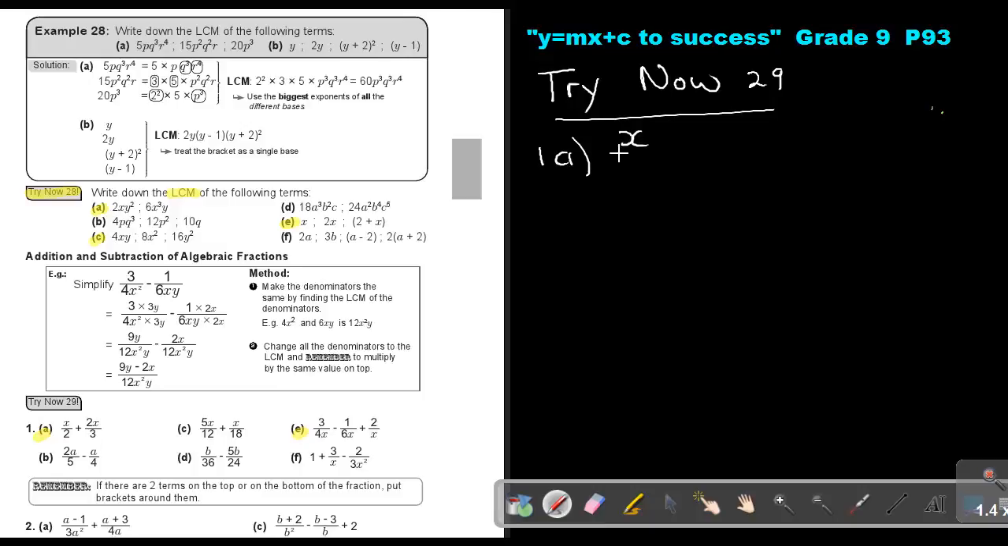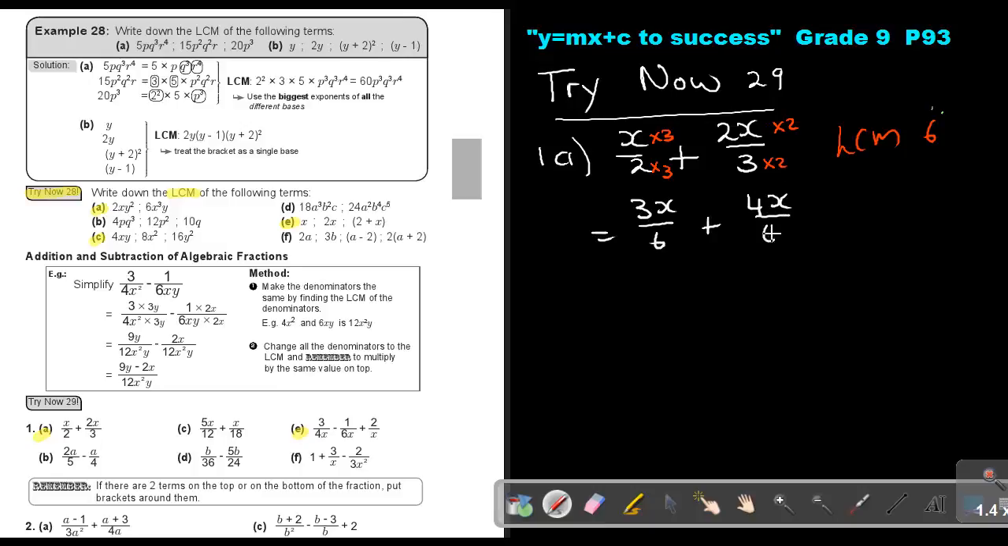So it's x over 2 plus 2x over 3. Now remember, what is my LCM? Now this is easy because it's just numbers and the LCM is 6. So if it's 6, 6 divided by 2, I must multiply by 3, by 3. 6 divided by 3, multiply 2, multiply 2. So what do I get? I get 3x over 6 plus 4x over 6.